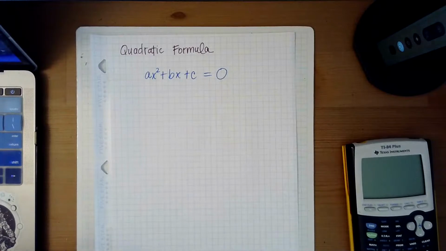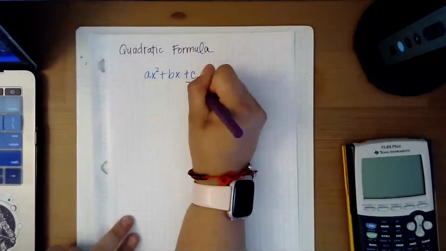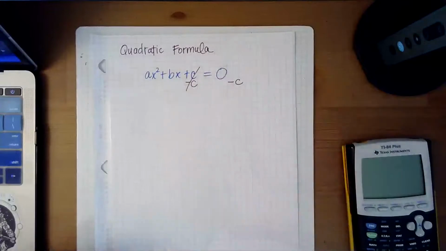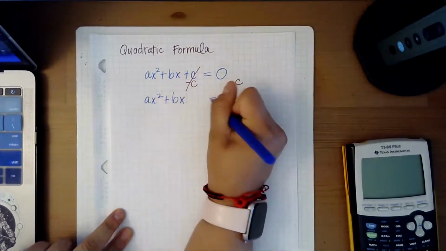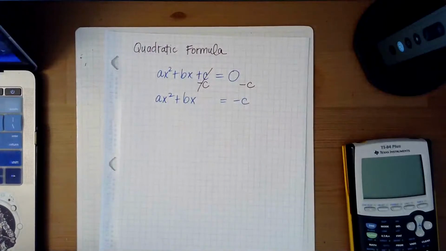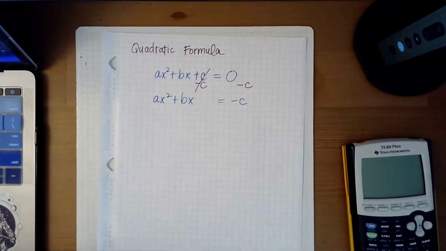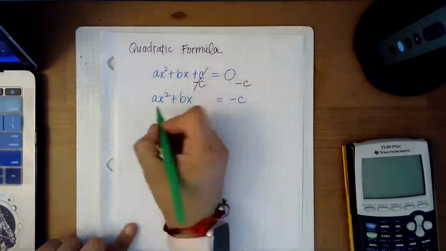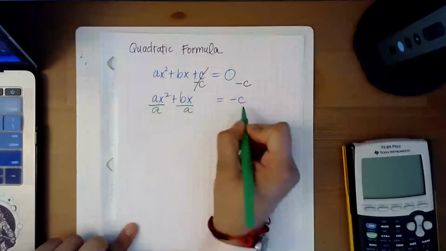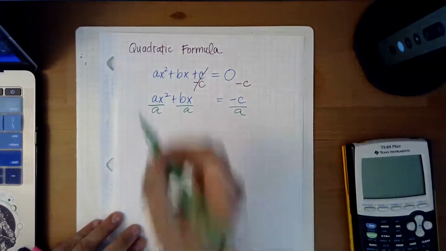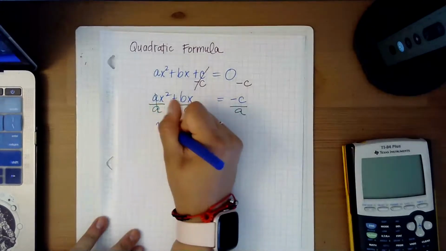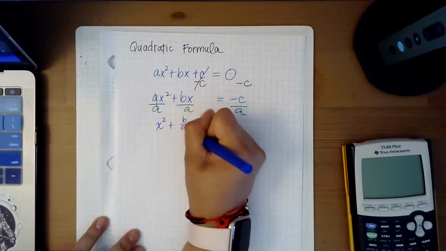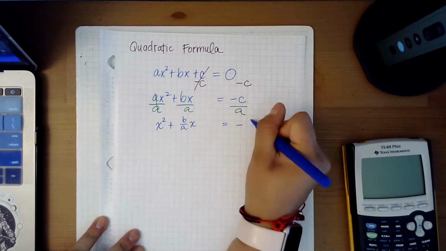First thing I got to do is move my c over. So this seems very similar, right? I'm going to move my c over, and then I have ax squared plus bx is equal to negative c. I need to just work with x squared, so I'm going to divide everything by a. Everything gets divided by a. The only one that cancels out is that one right there. So I now have x squared plus b over a x is equal to negative c over a.